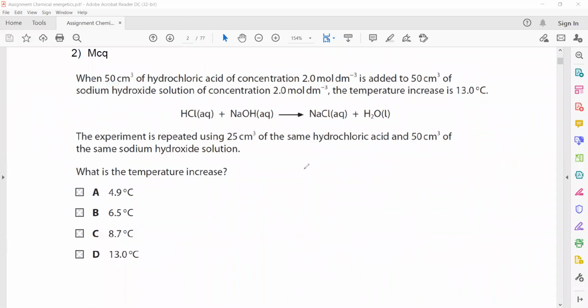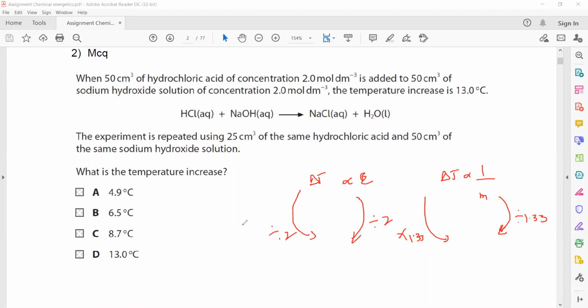So simply you relate the temperature change proportional to energy release or the number of moles, and temperature change is inversely proportional to volume or the mass. So mass was decreased by 1.33, so temperature change multiplied by 1.33. And the number of moles is divided by 2, so temperature change should also be divided by 2. So simply the temperature change should be divided by 2 and multiplied by 1.33, and this was 13, so we got 8.7.